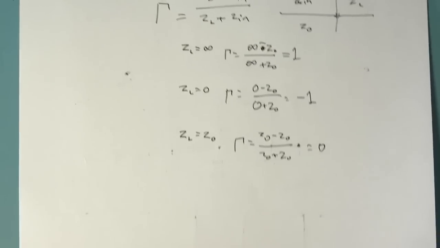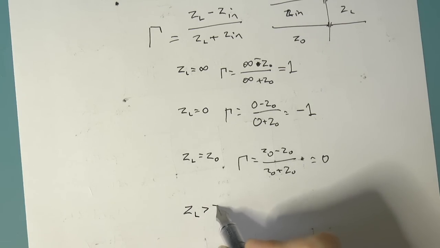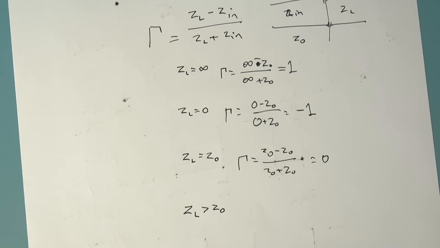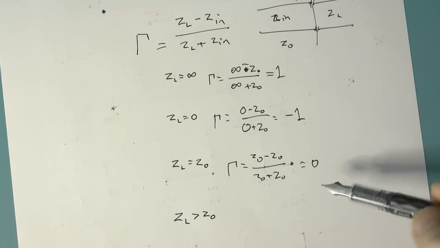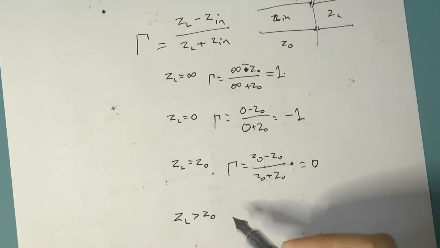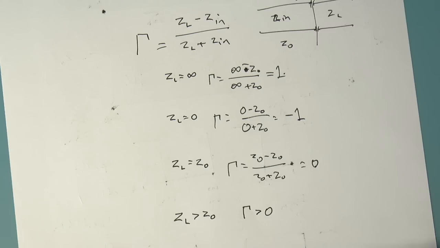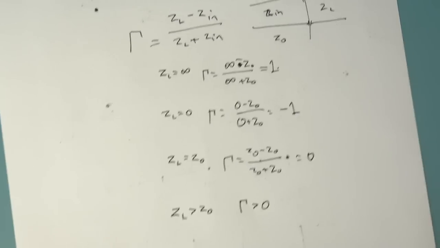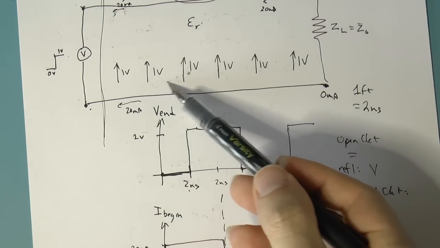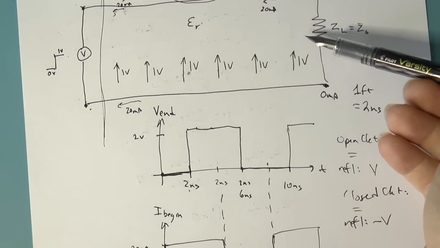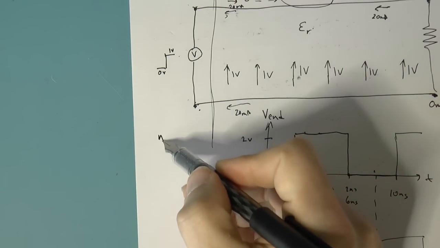Now, what happens if there's an impedance mismatch? Let's suppose that ZL, the load, is just a little bit bigger than the characteristic impedance of the transmission line. Well, then the reflection is going to be between 0 and 1, so it's going to be a little bit bigger than 0. So there's going to be a little bit of reflection going back. So what's that going to look like in terms of voltage? Well, if we have 1 volt flowing this way, then the reflection is going to be slightly bigger than 0 volts going this way. So that would look maybe something like this.